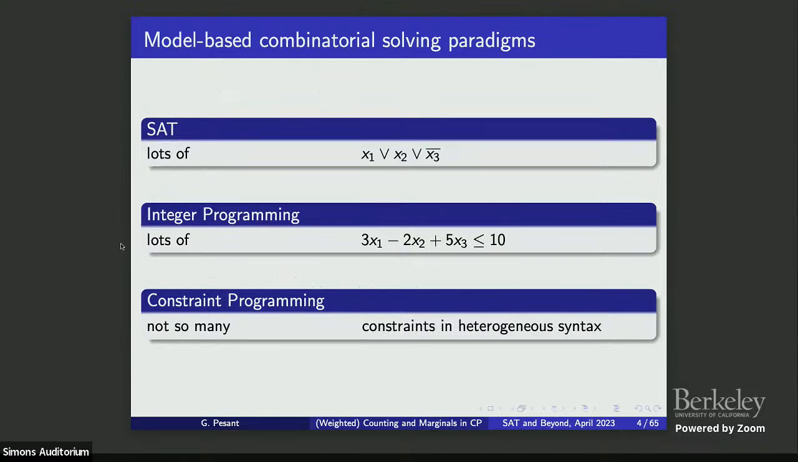So one could say that among the model-based combinatorial solving paradigms, CP sort of took the road less traveled. Most other approaches, SAT, integer programming, I would imagine ASP as well, have models with typically lots of constraints in a simple syntax, whereas CP tends to have more concise models, but with more heterogeneous syntax for those constraints. And so each constraint represents a bigger chunk of the problem, as you've seen in some of the previous talks.